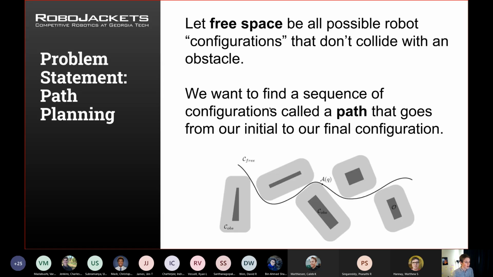So we define this thing called free space, which is all of the configurations, like I just described, that are not colliding with some obstacle. And the motion planning problem, or at least the path planning problem, can be stated as we want to find a sequence of configurations called a path that goes from our initial configuration to some target final configuration. Notably, that target final configuration could be a single point that you want to be at. It could be a region that you want to end in, or anything like that, right? It's sort of open-ended what your final configuration is. And you just want to get some path through that.